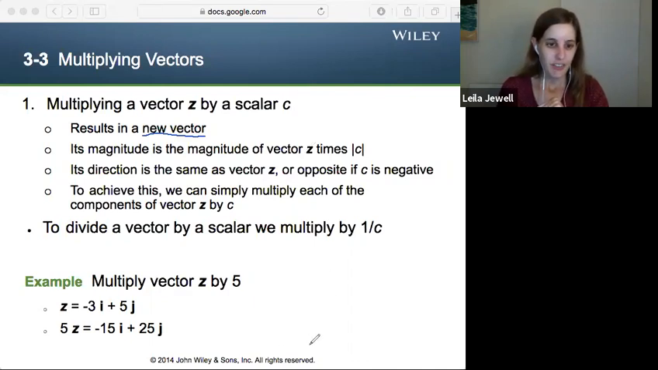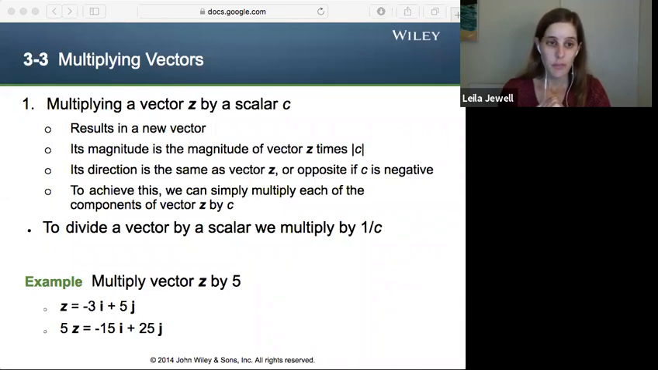So if we have z is equal to negative 3i hat plus 5j hat, sorry, I don't have the hats there, the bold is to represent that. Then if we want to multiply it by 5, each of those components gets 5 times bigger. The direction hasn't changed, it's just scaled up. So 5 times z vector becomes negative 15i hat plus 25j hat. Awesome. If we want to divide a vector by a scalar, we can just multiply by 1 over that scalar. So that is our first method of multiplying vectors.